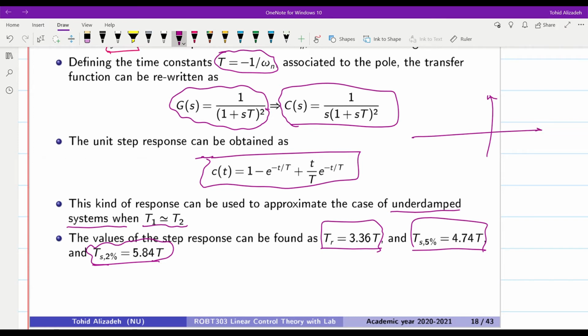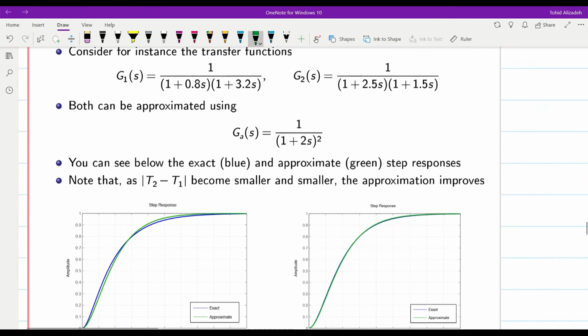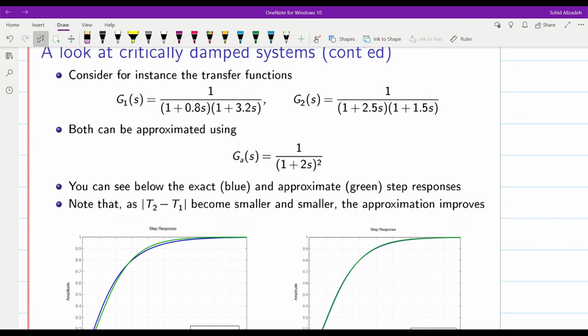So let's say we have a system with two poles which are pretty close to each other. Then we can approximate this system with a system which has two poles right at the same position. We have an example over here to see how good our approximation would be depending on the values that we have for T1 and T2.